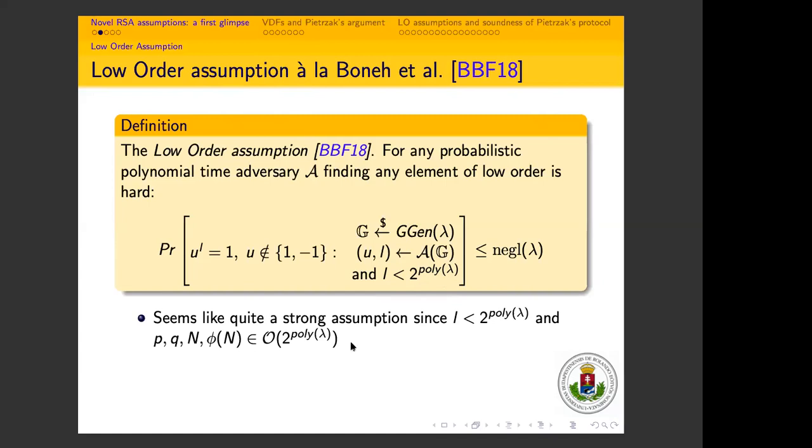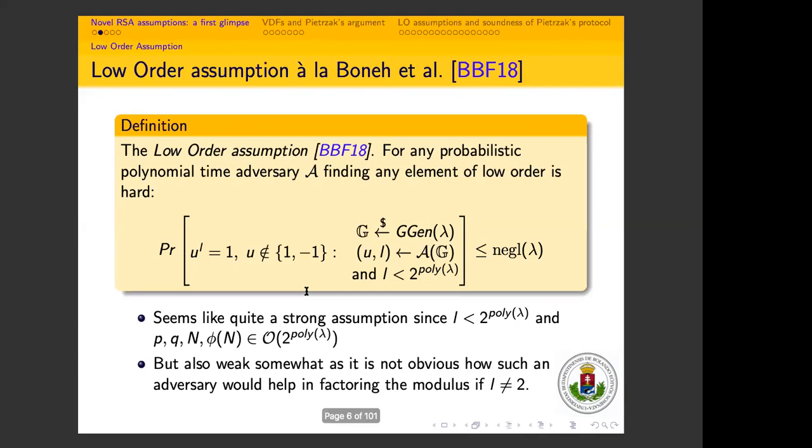But it also seems a weak assumption because if we have a low order element, it is just not obvious how we could factor, for example, the modulus. Obviously, if this order is eventually 2, so L equals 2, then it's trivial. Trivially, we can factor the modulus. But in other cases, it's not obvious. It doesn't really give us immediate help.